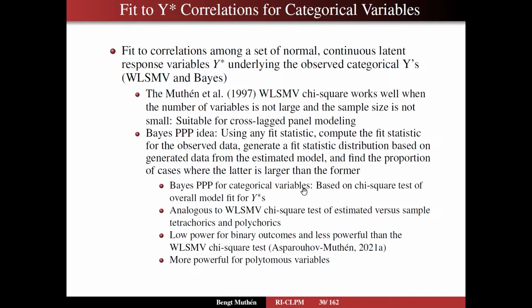Bayes PPP for categorical variables is based on chi-square test of overall model fit for the y-stars. And it's analogous to the WLSMV chi-square test of estimated versus sample tetrachorics and polychorics. But it does have the disadvantage of low power for binary outcomes and being less powerful than the WLSMV chi-square test, as we point out in this article here that we have updated to a 2021 version. You have the references on the last couple of slides. But the Bayes PPP is more powerful for polytomous variables, so that gives us some hope there.